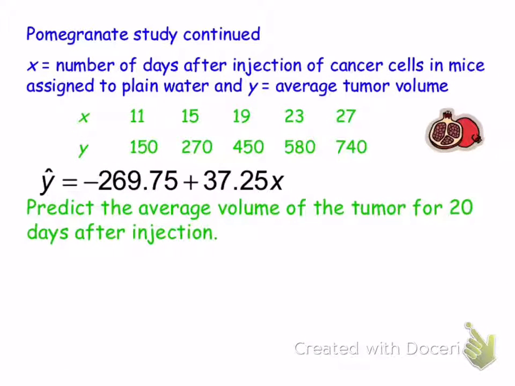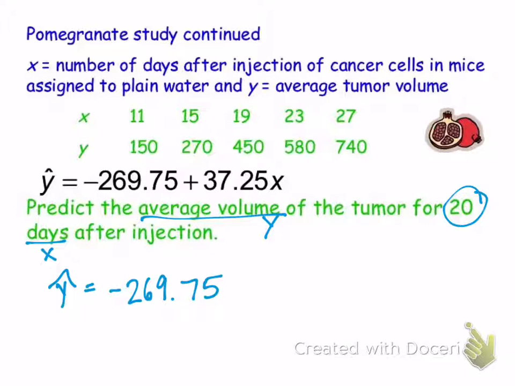The next problem says, predict the average volume of the tumor for 20 days after injection. So if I want to predict for 20 days, what do I need to do? I need to put 20 in for X, because I'm predicting the volume, so I'm predicting Y when it gives me 20 days, which is X. So Y hat equals negative 269.75 plus 37.25 times 20. And that gets me some number.